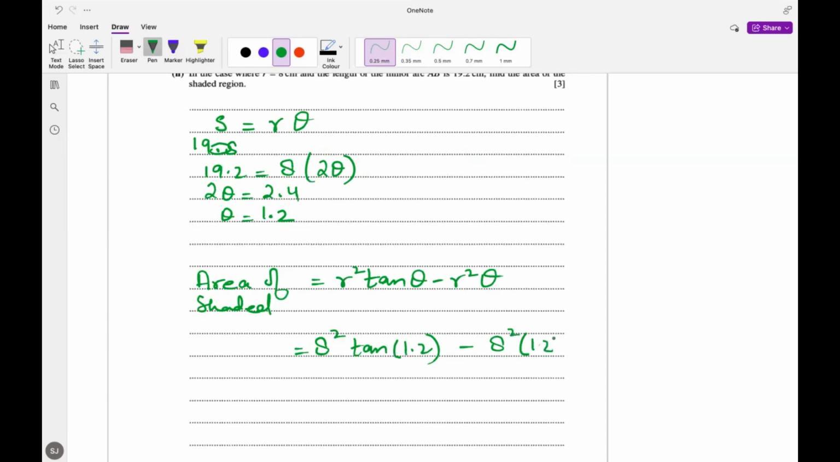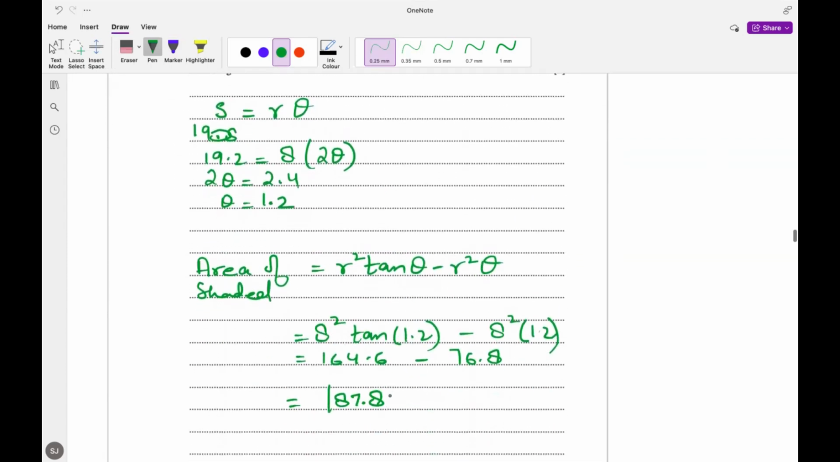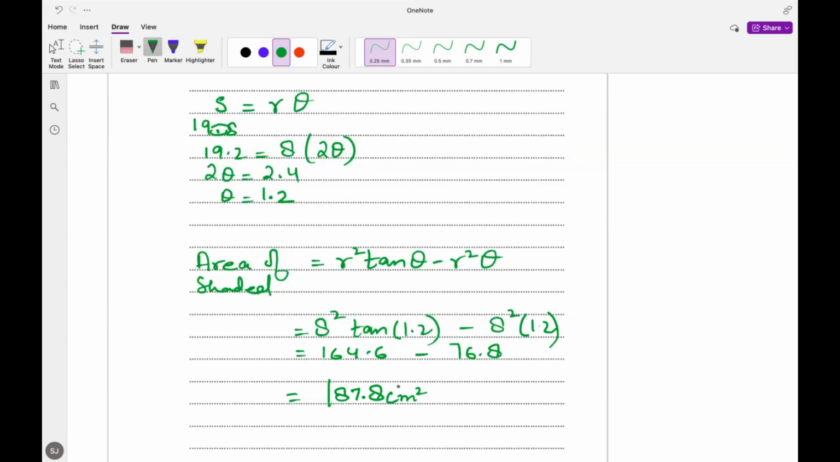Substituting these values in the calculator, 8 squared, 64, times tan of 1.2, that is 164.6, and 8 squared, which is 64, times 1.2 is 76.8. Subtracting the two areas will give us the shaded region, which is 164.6 minus 76.8. So the final answer for the shaded region will be 87.8 units squared. In this case, it was centimeters, so we'll write 87.8 centimeters squared.